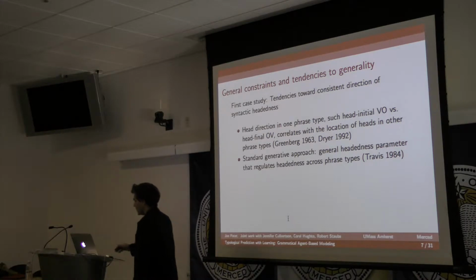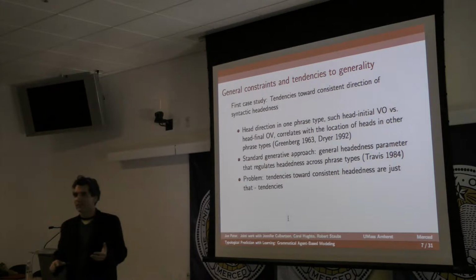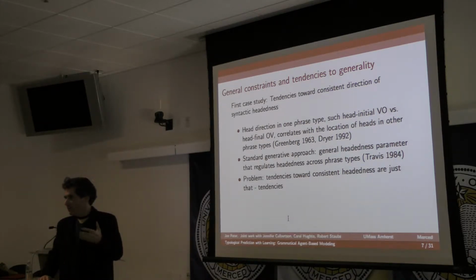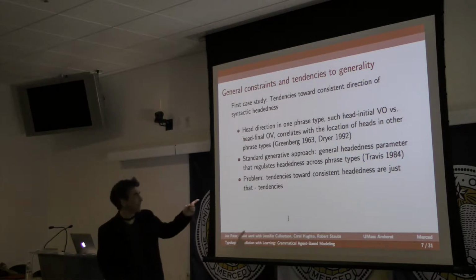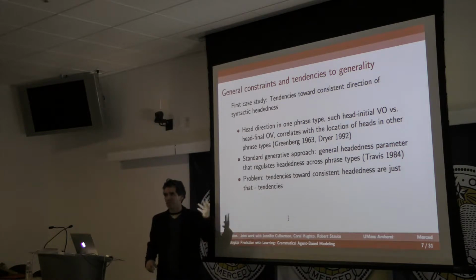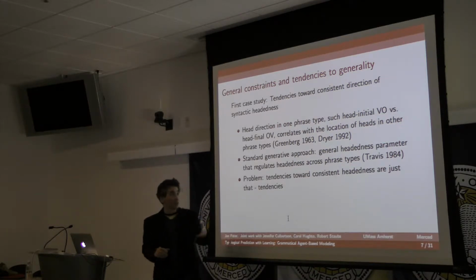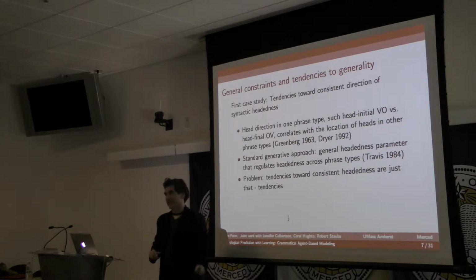But the problem is that this is a tendency. So languages tend to have all of the heads on one side or the other, but within a given language you can find exceptions, and there are plenty of languages that have mixed headedness as well. So it's hard to know exactly how this general headedness parameter is in fact accounting for the tendency without some theory of how you go from the general headedness parameter to tendency. And in fact, what I'm going to be trying to show you is that when you do have a general headedness constraint and learning, you get the tendencies.